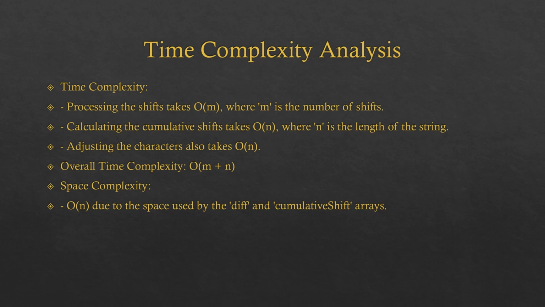Let's now analyze the time complexity of the solution. Processing the shifts array takes big O of m, where m is the number of shifts. Calculating the cumulative shifts requires big O of n, where n is the length of the string. Applying the shifts also takes big O of n. Therefore, the overall time complexity is big O of m plus n, making this approach very efficient. The space complexity is big O of n due to the space used by the diff and cumulative shift arrays.